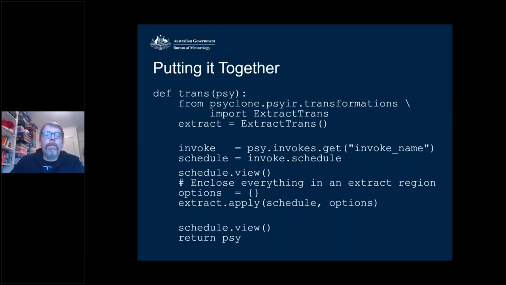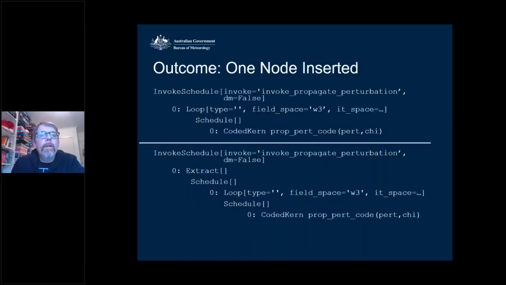Now, what does the schedule look like in this case? Originally, it's the same one as before. We had the invoke schedule here, which has a loop, and then we have a kernel in here that we call. Now, after we apply the extract transformation, we still have the invoke schedule, but now here we have an extract node, and that extract node has then the loop and a coded kernel in it.